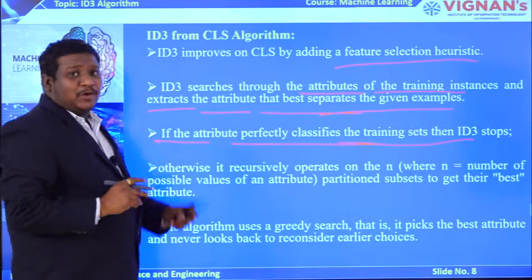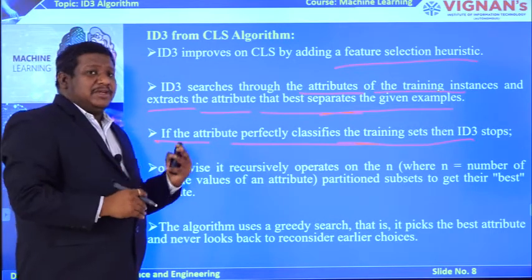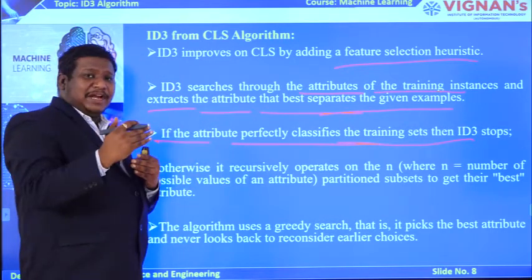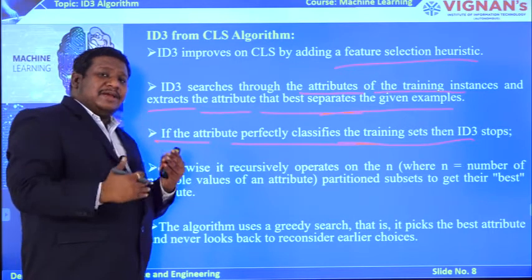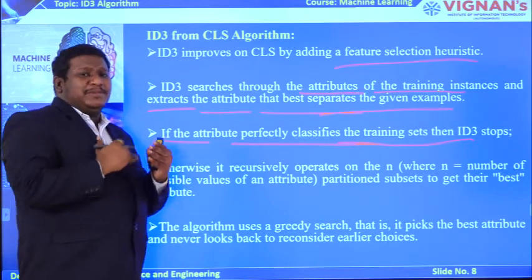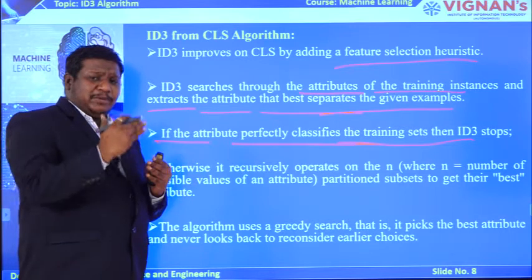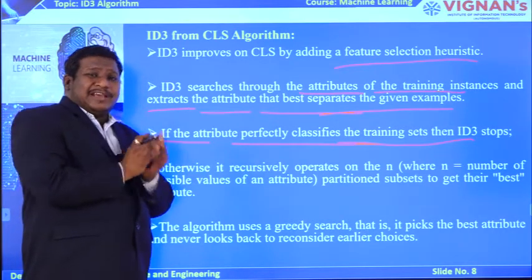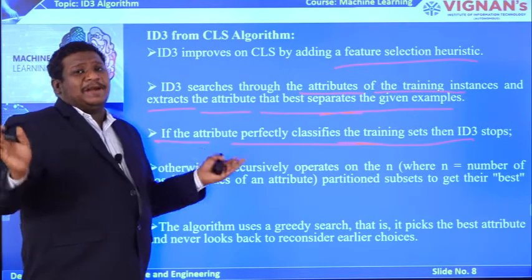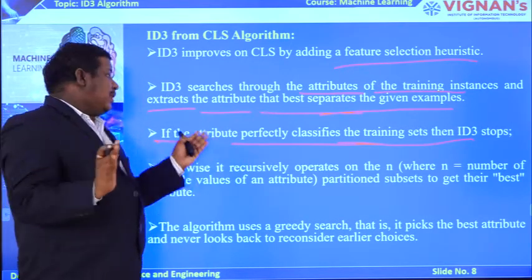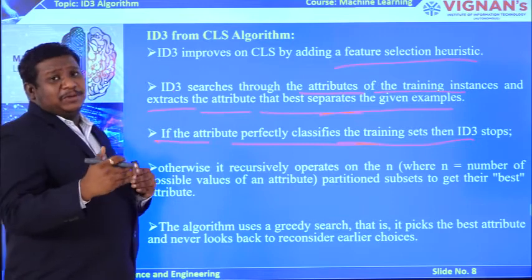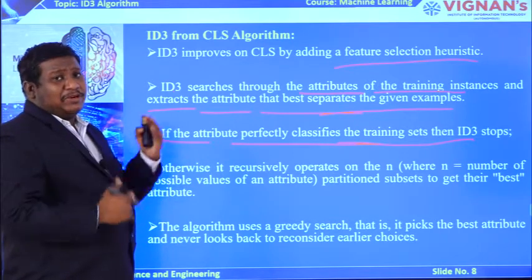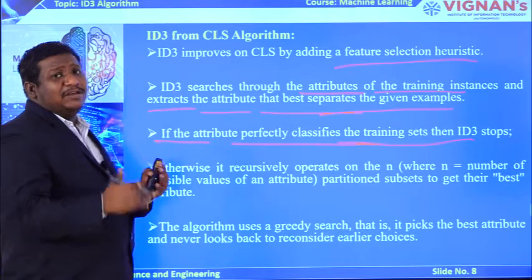So, basically the role of this ID3 algorithm is simple. First of all, it is going to select the condition, then it will search for the best attribute among all the available attributes. Then with that attribute it will observe whether it classifies the entire data into separate classes or not. If that is the case, then ID3 will stop. If the separation is not complete, it will go on separating the data further and further.